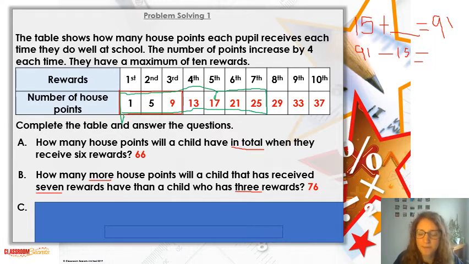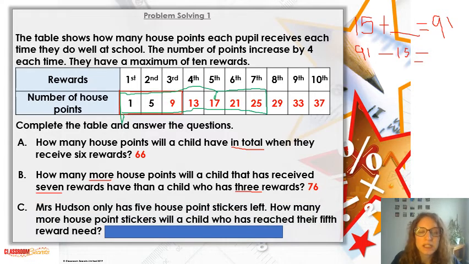Okay, last one. Remember to pause at any point you need to do any working out. Miss Hudson only has 5 house point stickers left. How many more house point stickers will a child who has reached their 5th award need? Okay, so I'm just going to delete the colours we've already got there. Okay, so we need to look at our 5th award, which is this column right here. Okay, so remember she's got 5 house point stickers. How many more will she need? Okay, so pause it, give it a go, and let's look at the answer when you're ready.